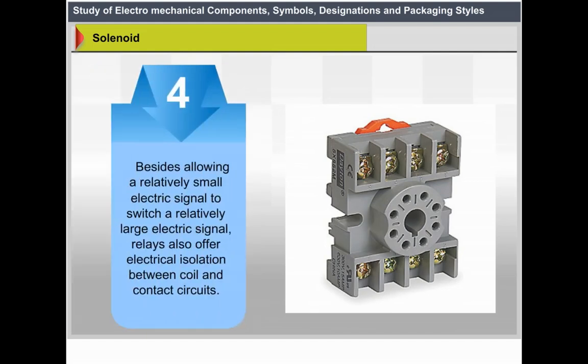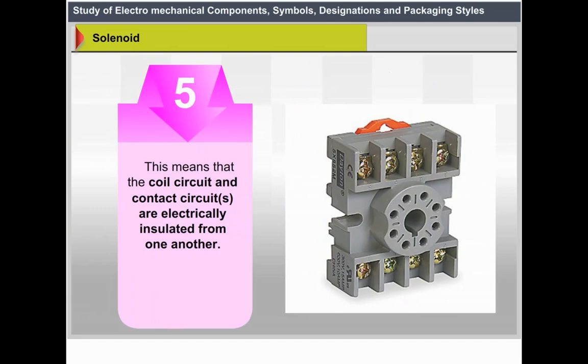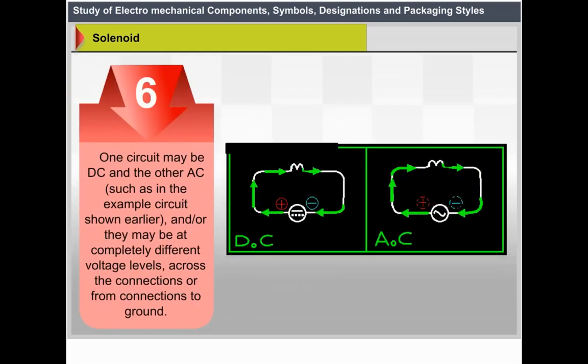Aside from the ability to allow a relatively small electric signal to switch a relatively large electric signal, a relay also offers electrical isolation between coil and contact circuits. This means that the coil circuit and contact circuits are electrically insulated from each other. One circuit may be DC and the other AC, such as in the example circuit shown earlier, and they may be completely different voltage levels across the connections or from the connections to the ground.